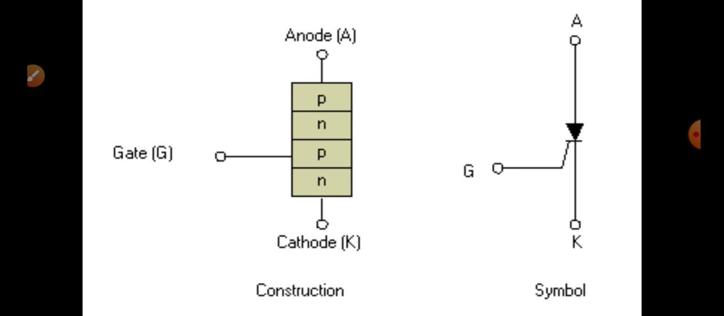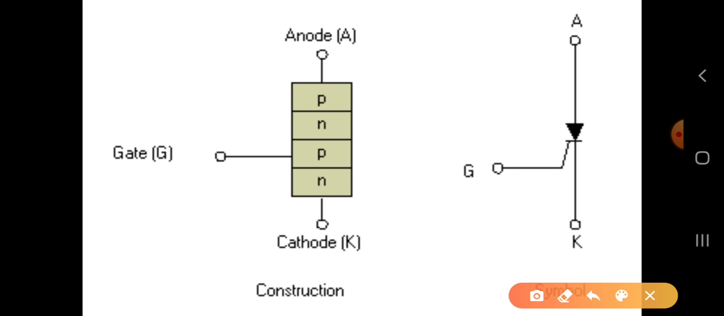You are observing here, I'm showing you, this is the structure. You can see the structure of the SCR, and this is the symbol of the SCR. Now what you are seeing here, the silicon controlled rectifier has three junctions. So what are the three junctions? Where are they? See, this is the first junction, this is the second junction, and this is the third junction.